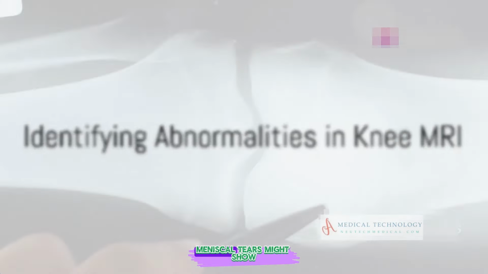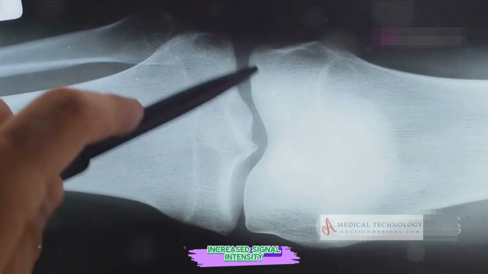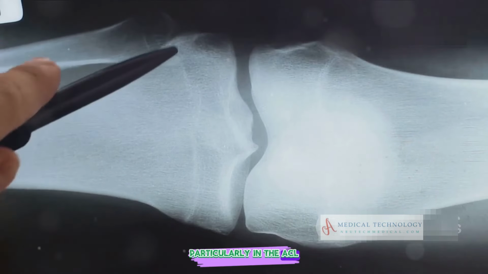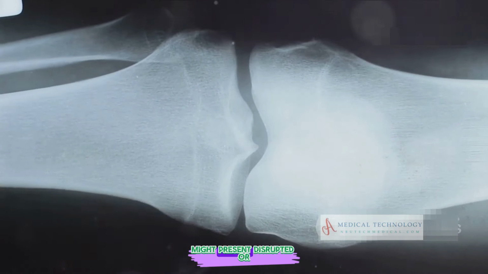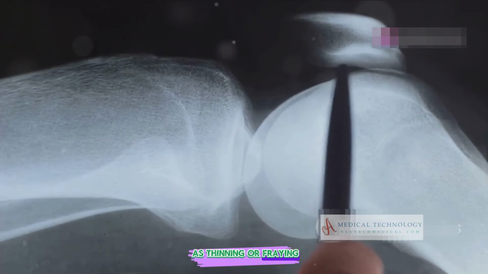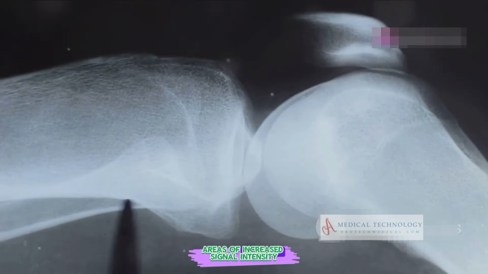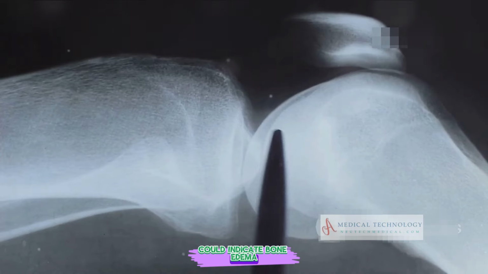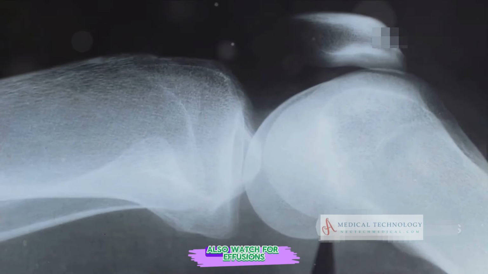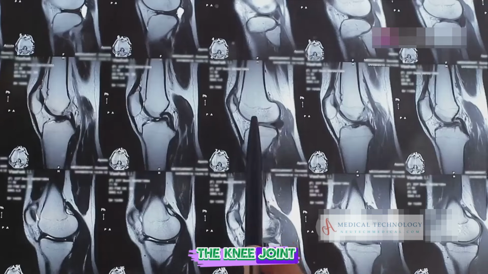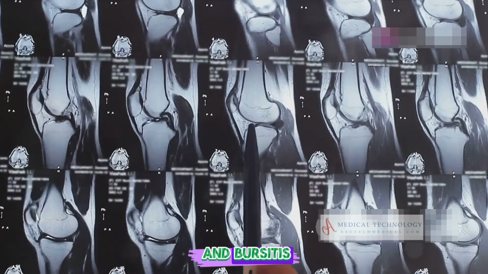Be on the lookout for common abnormalities. Meniscal tears might show increased signal intensity or displaced fragments. Ligament tears, particularly in the ACL or PCL, might present disrupted or wavy fibers. Cartilage damage could appear as thinning or fraying. Areas of increased signal intensity on T2 or fat-suppressed sequences could indicate bone edema or contusions. Also, watch for effusions, which are abnormal accumulations of fluid in the knee joint, and conditions like cysts and bursitis.